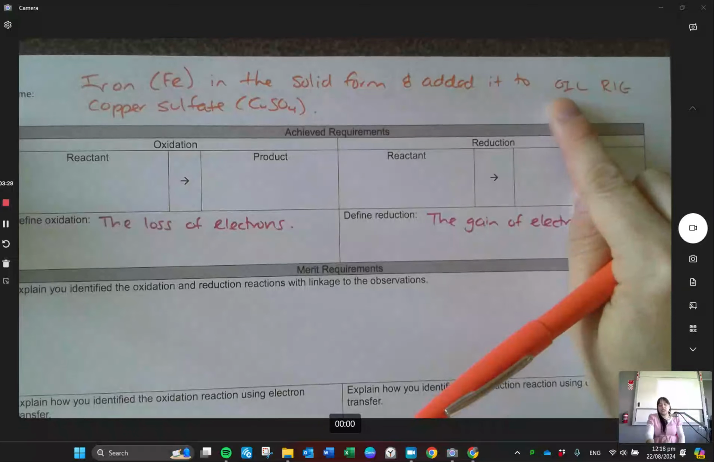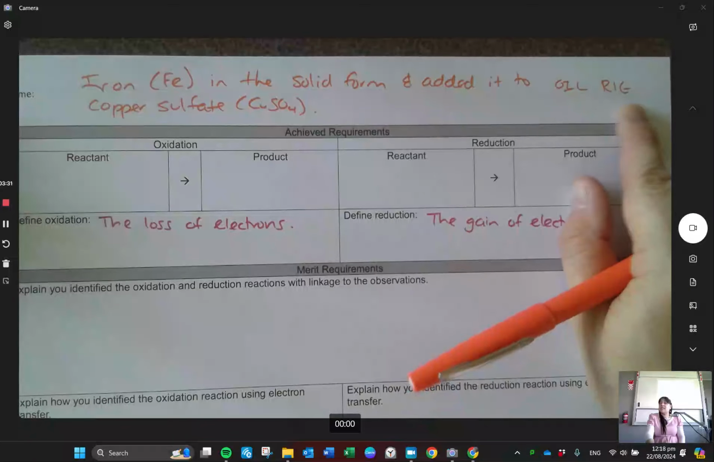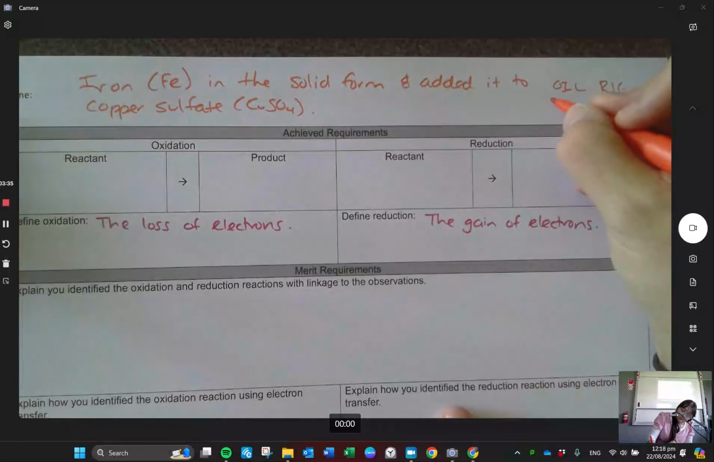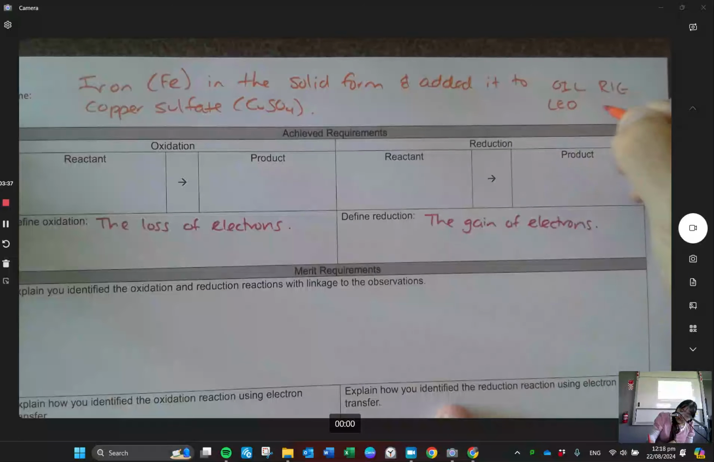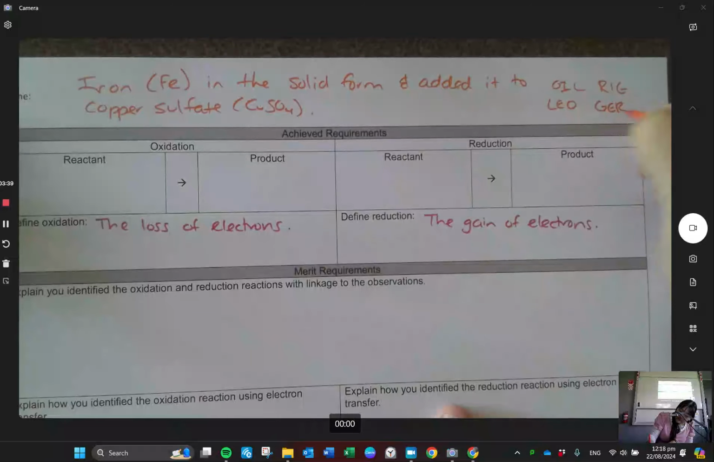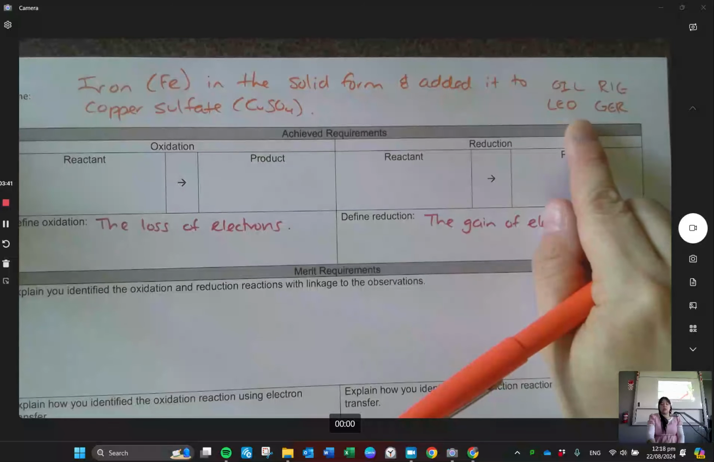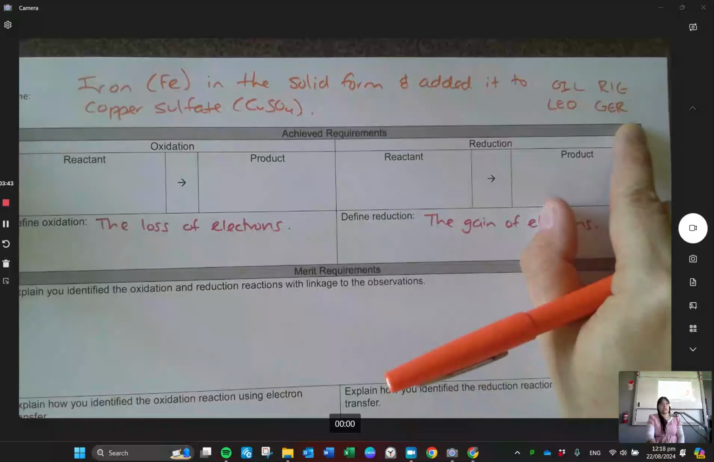So oxidation is loss, reduction is gain. The other one you can use is LEO the lion says GER. So loss of electrons is oxidation, gain of electrons is reduction. I would suggest at the start of the assessment that you write down one of these 2 acronyms so that way you make sure you get this the right way around. Are you okay with that so far?